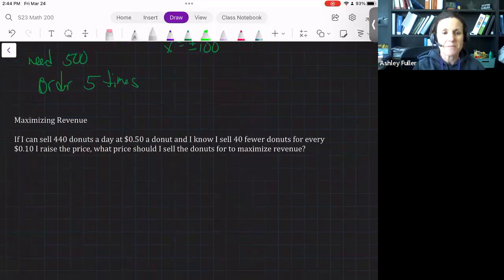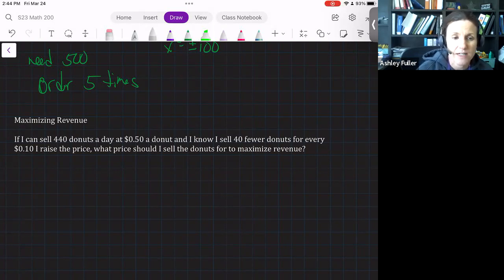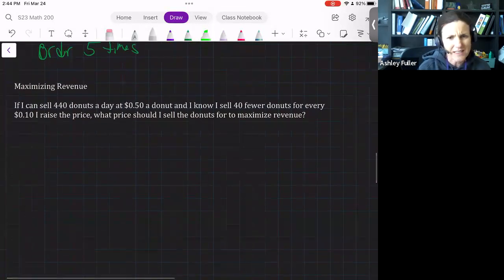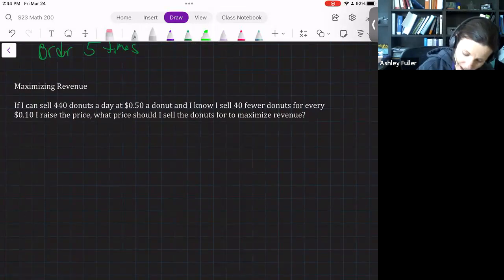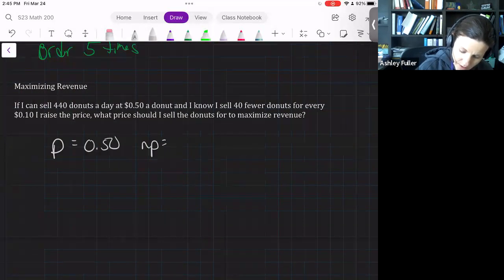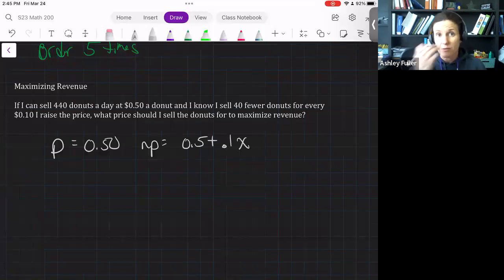Something else we may want to do is maximize revenue. Notice we're talking here about revenue, not profit. If I know I can sell 440 donuts a day at 50 cents a donut, and I know I sell 40 fewer donuts every time I raise this price 10 cents, what price should I sell donuts for to maximize revenue? Well, let's consider our price is a function that is changing as well. The original price is going to be 50 cents, but my new price is going to be 50 cents plus 0.1 times some variable, however many times I'm going to raise the cost of that.